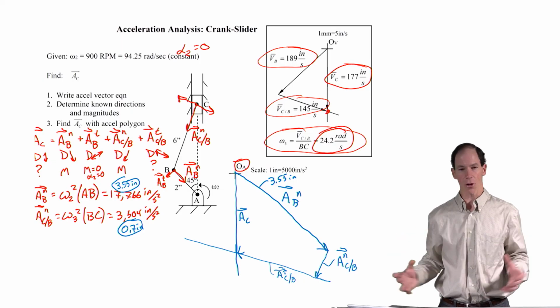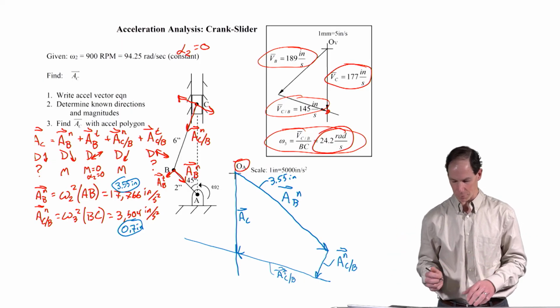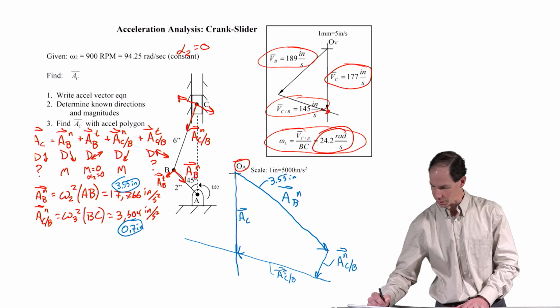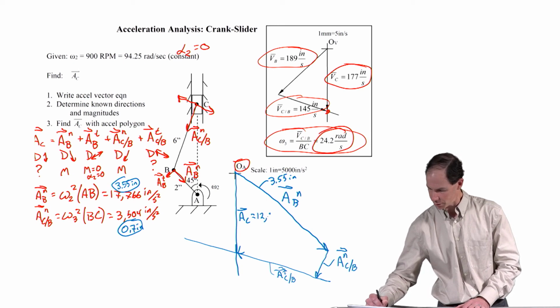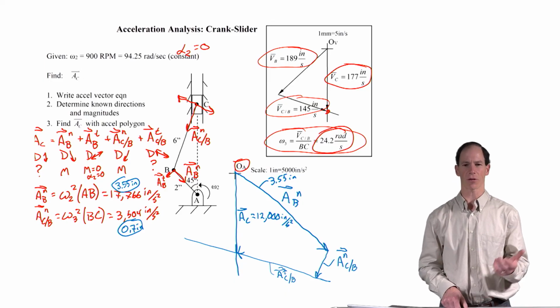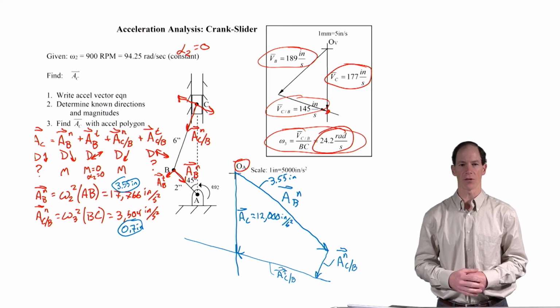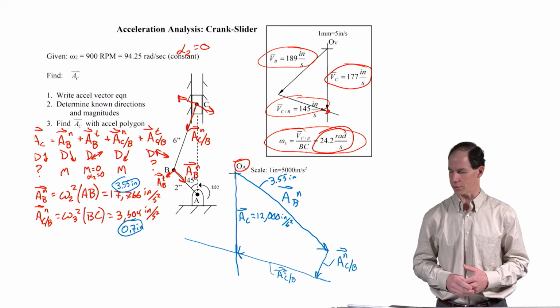So now I've closed my acceleration polygon, and I have a magnitude that I can measure off here, where this ends up being 2.4 inches, which is the equivalent of roughly 12,000 inches per second squared. So now I have solved for the acceleration of C using that. And so that's about 31 Gs of acceleration at the piston based on this given angular velocity.